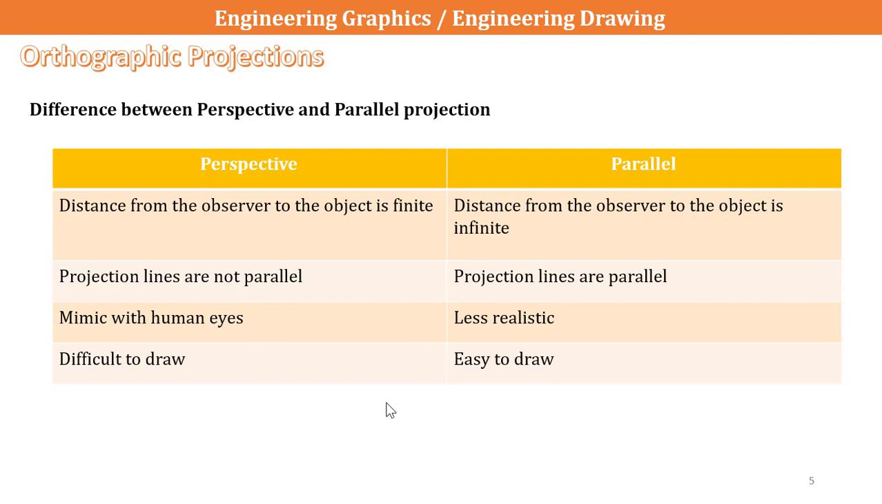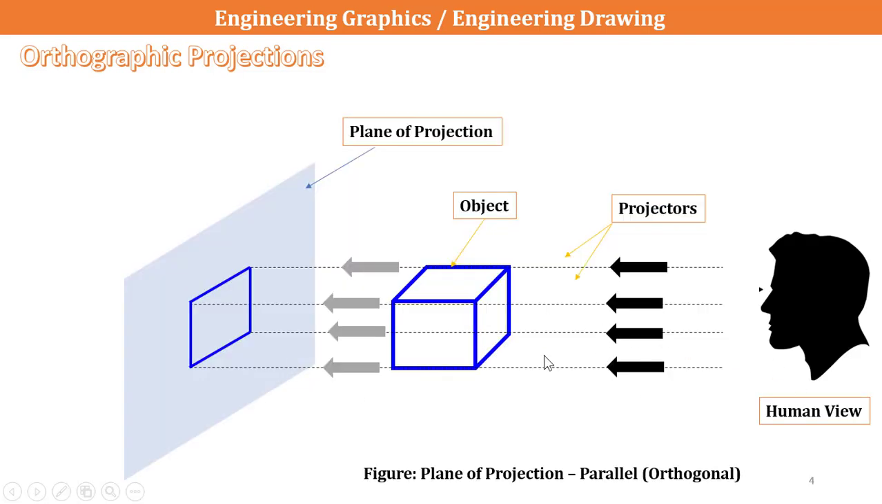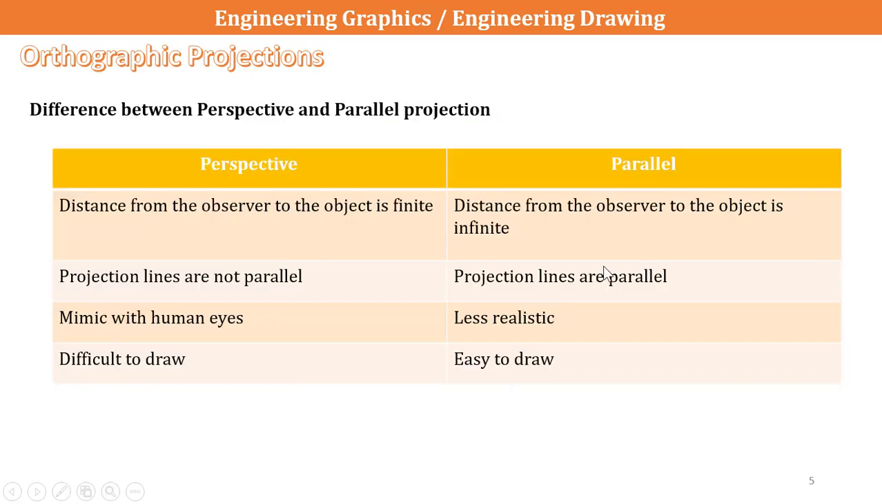So the distance from the observer to the object is finite. So here this distance is finite. And here the distance from the object to the observer is infinite. We can take any number of lines, because at any distance if we try to see, it will look like we have to draw a parallel line. But in the perspective, it will be a finite distance. Projection lines are not parallel, as I am saying that it is going to rise from a corner point.